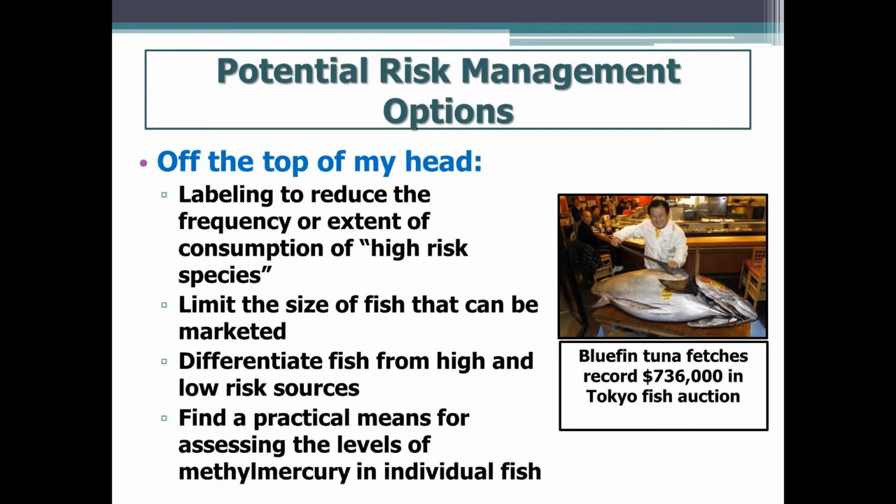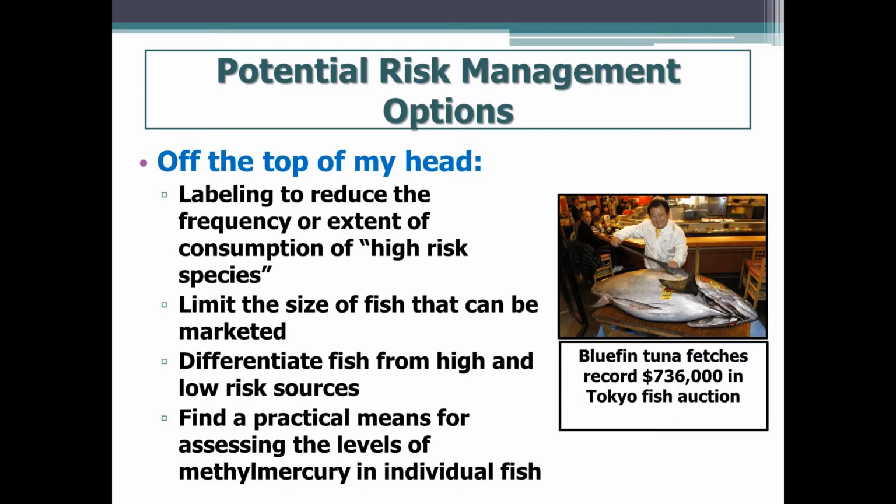So, how do you manage that kind of situation? Well, as Rich has already indicated, the way that they're approaching it now is labeling to reduce the frequency or extent of consumption of fish. Okay, off the top of my head, I can think of at least three other ways of doing it. Limit the size of the fish that can be marketed. Remember, if you get rid of big fish, you largely have this problem go away. You could differentiate fish from high and low risk locations. Or the last one, the ideal way, would actually be to test your fish for methylmercury before you sold it. Now, I wouldn't recommend it for sardines. You could go broke trying to do it.